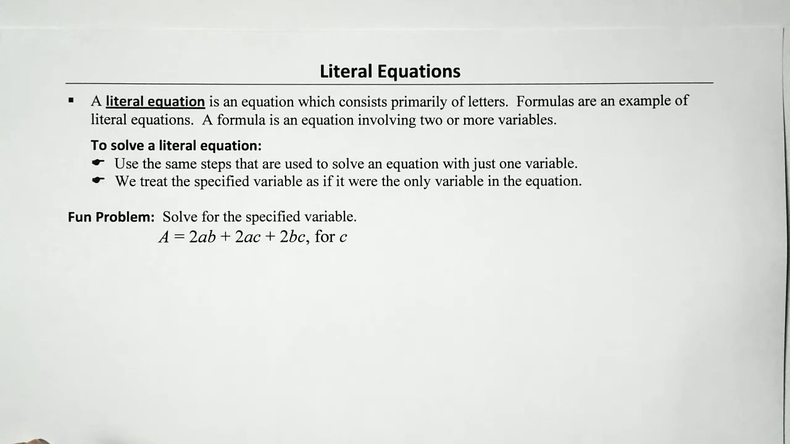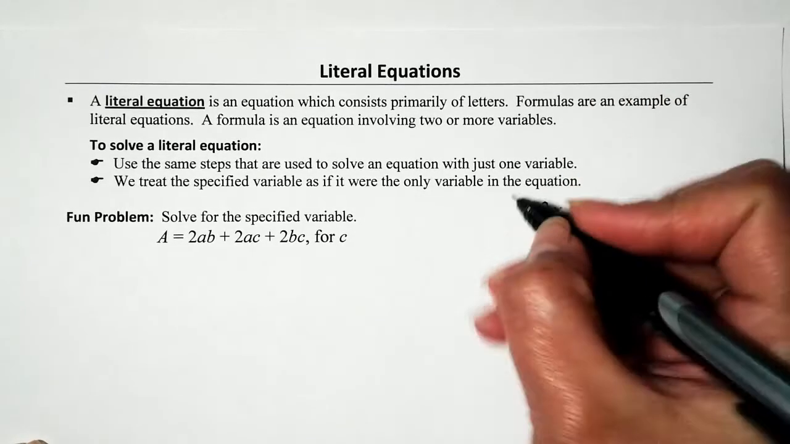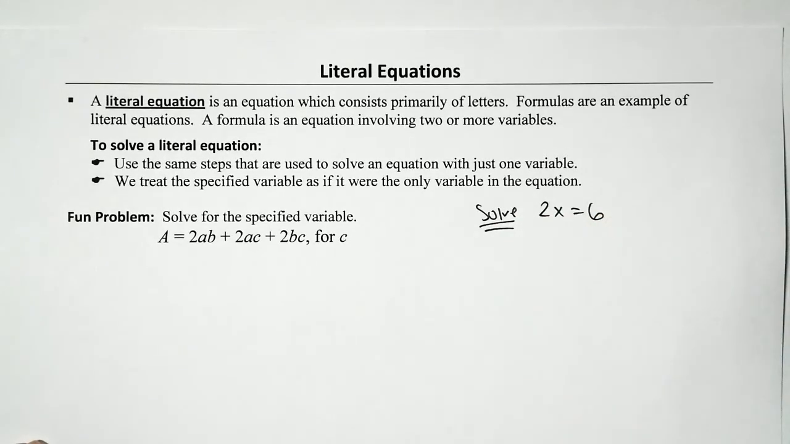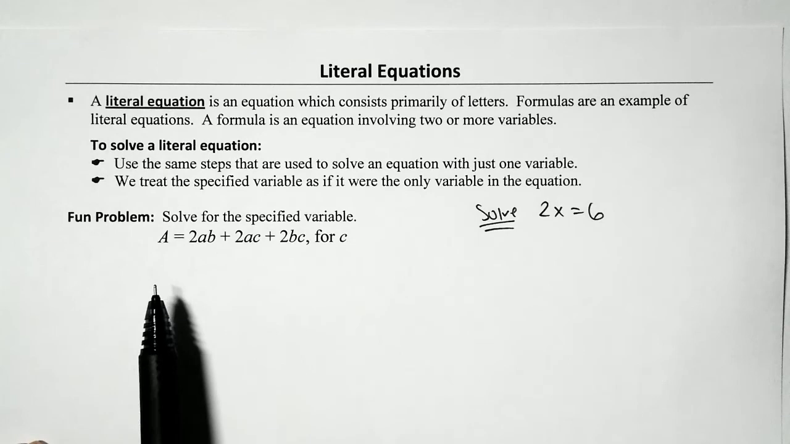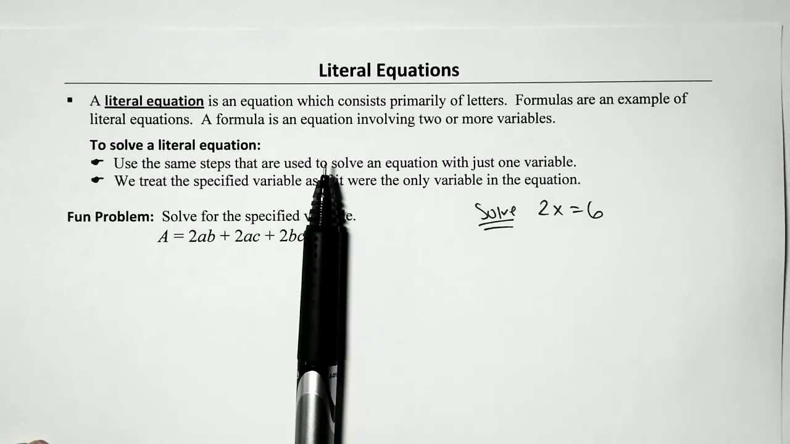Now, when we are asked to solve, say, 2x equals 6, the directions will almost never say solve for x. The directions will always just say solve. And how is it that we know that we have to solve for x? Because there's only one variable. But that's not the case when it comes to literal equations. When it comes to solving literal equations, we have to be told what variable to solve for.